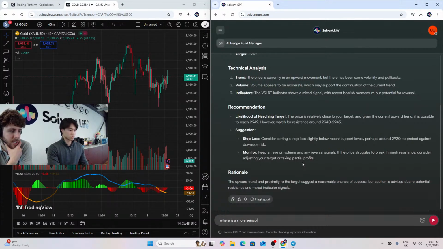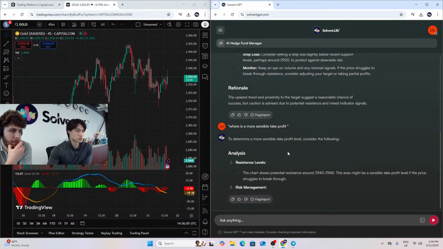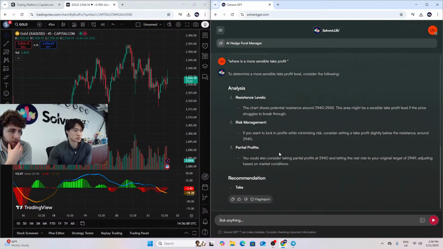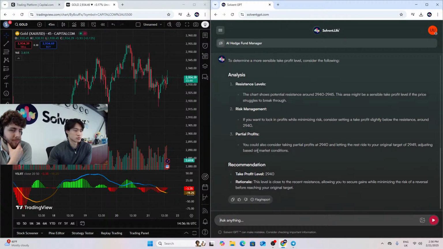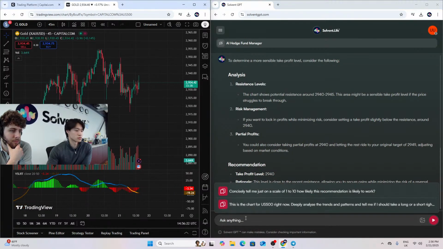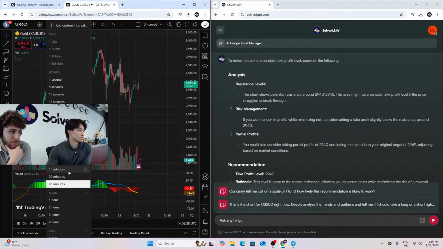We're going to ask, where is a more sensible take profit? Of course, this is the GPT's recommendation. So the GPT's recommendation is you take profit at 2940. And the rationale, this level is close to the recent resistance.